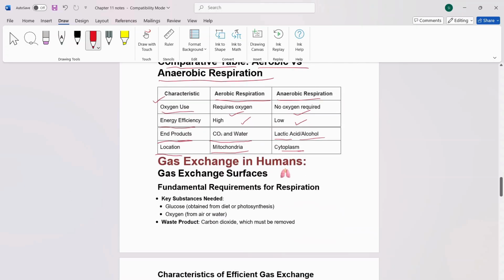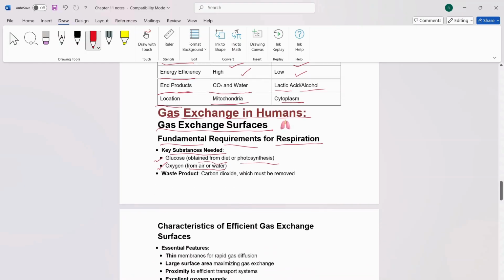Now let's talk about gas exchange in humans. Gas exchange surfaces, fundamental requirements of respiration. Key substances needed: glucose, obtained from diet or photosynthesis. Second is oxygen, from air or water we can acquire it. Now waste products, carbon dioxide, which must be removed.